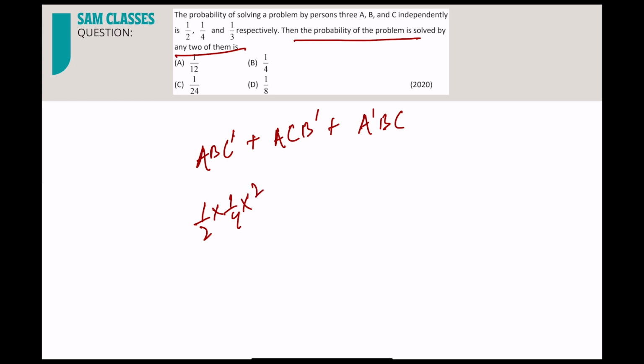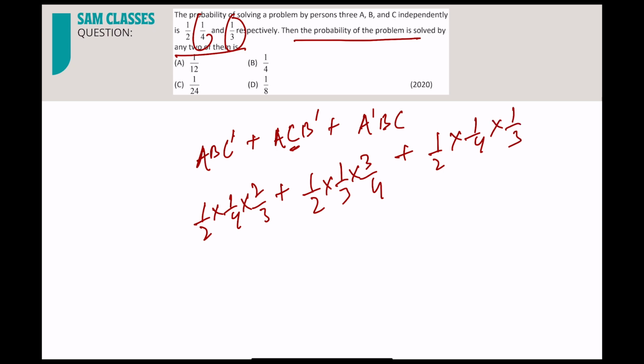1 minus 1 by 3 is 2 by 3, plus 1 by 2, C is 1 by 3, and B bar, 1 minus 1 by 4 is 3 by 4, correct, plus half into 1 by 4 into 1 by 3. That's it. If you solve it, everywhere you will get 24 in the denominator. So down 24 and 2 plus 3 plus 1. So 6 by 24, 1 by 4. So that's the value, that's it.